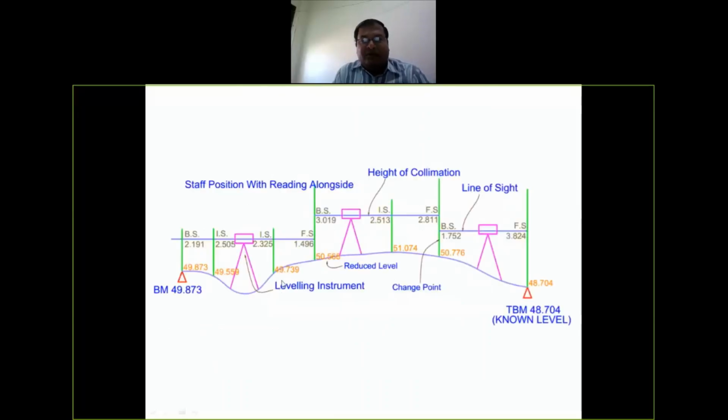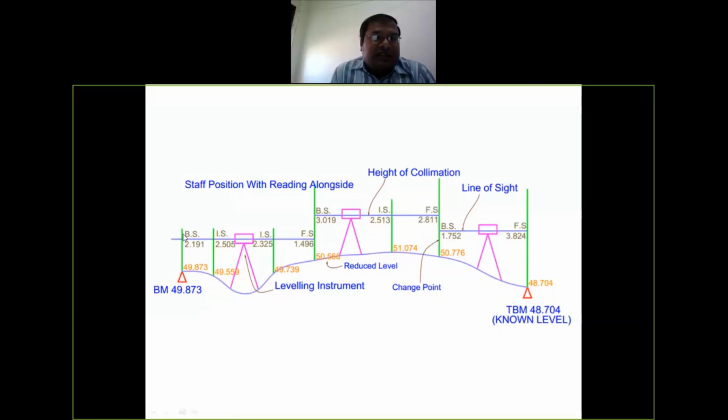You can see here I have put one small figure. Generally, when we go for a leveling operation, first of all we have to select the benchmark. Here I have selected one benchmark of known RL. RL is nothing but the height of any point above the assumed datum. You can see the benchmark is 49.873. And this is your ground surface, undulating ground.